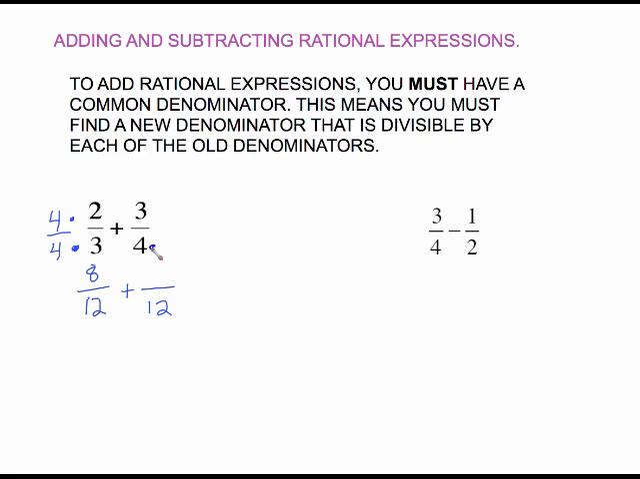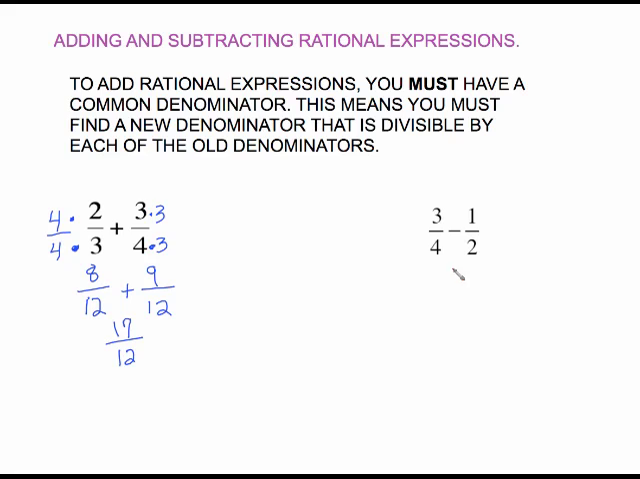Same idea here. What do you have to multiply 4 by to get 12? By 3. And then multiply the top by 3, because whatever you do to the bottom, you must do to the top. 3 times 3 is 9. Now you have a common denominator. We're going to keep that common denominator and just add the numerators together and get 17. Not worried about having a mixed number or something, because that's not going to be a factor when we get into the expressions.